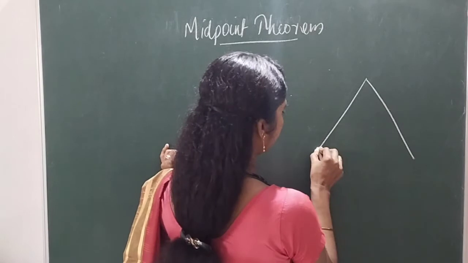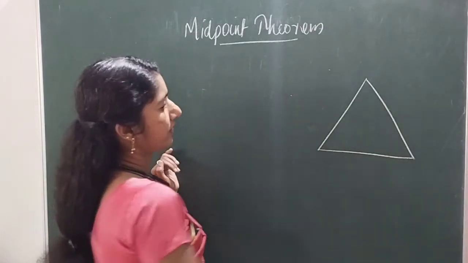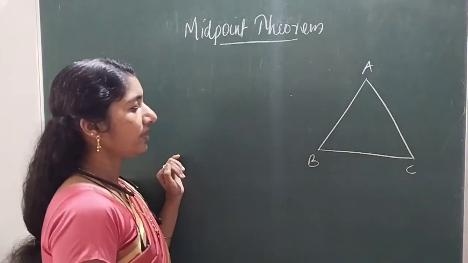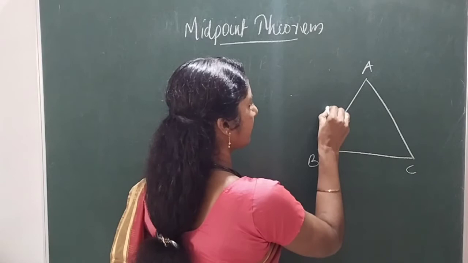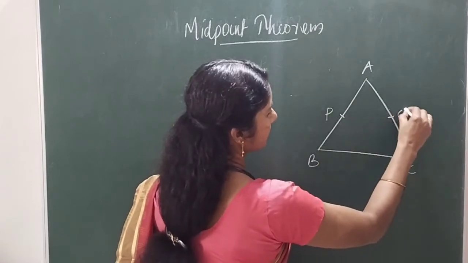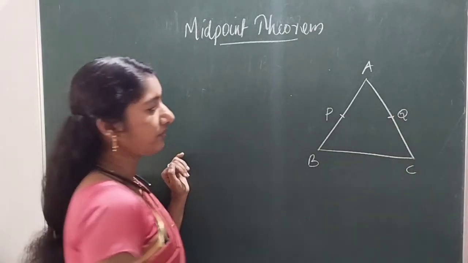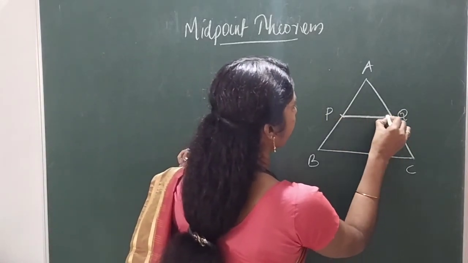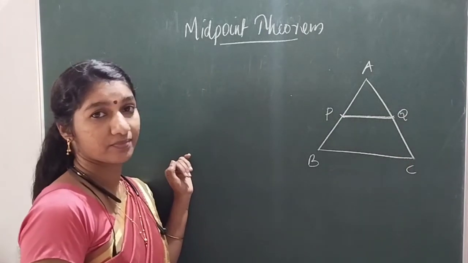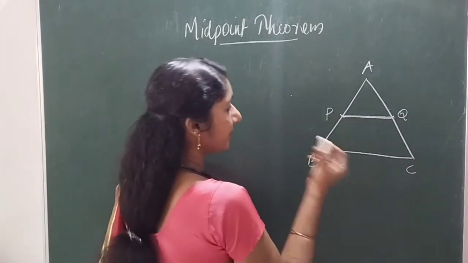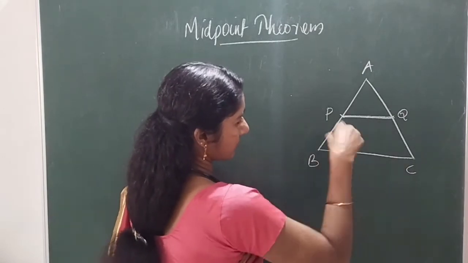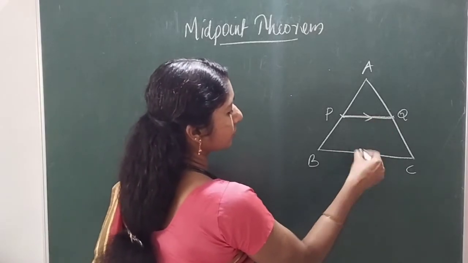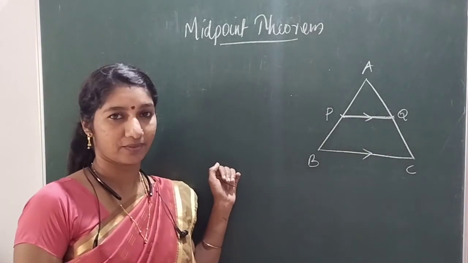We have one triangle. In this triangle, we can give the name A, B, C. In this triangle, midpoint of AB is given as P, midpoint of AC is given as Q. When we are joining the line segment PQ, you will get a line segment PQ when you are joining the midpoints. Then the theorem says, if all this information is given, then PQ will be parallel to the third side, that is BC.